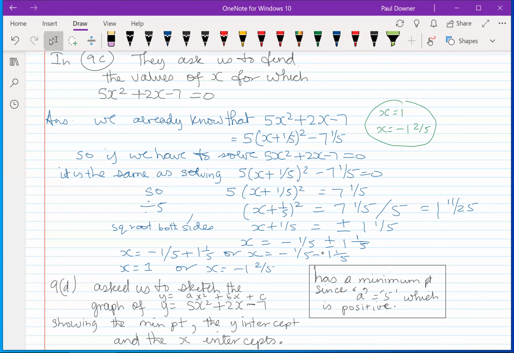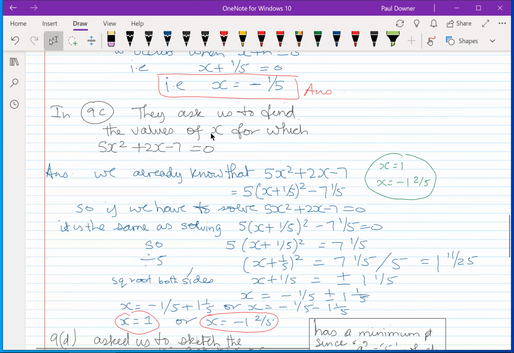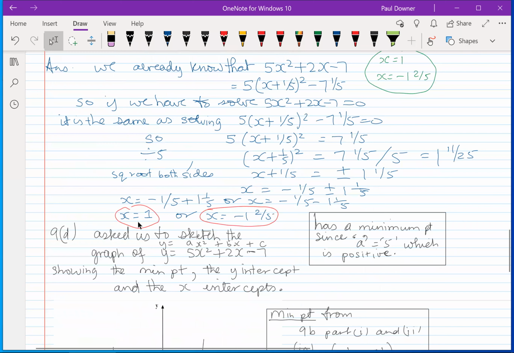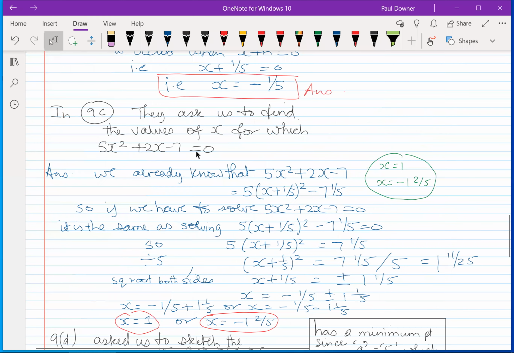Okay, so now I have two answers, two values for x, this one and this one. So we would have been able to find the values of x for which 5x squared plus 2x minus 7 equals 0. One value of x will be x equal to 1, and the other value of x will be x equal to minus 1 and 2/5. Right? So that would have answered part C.